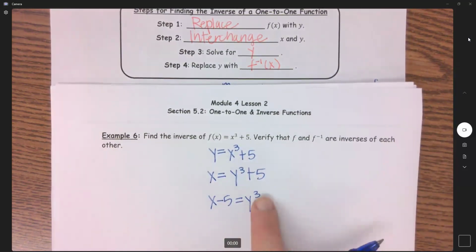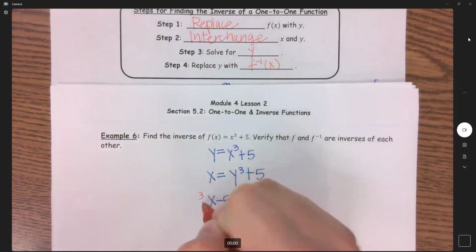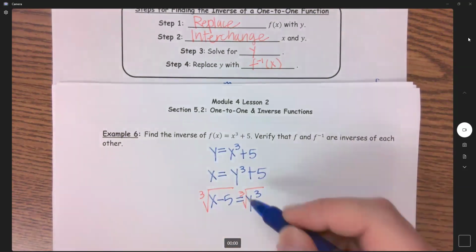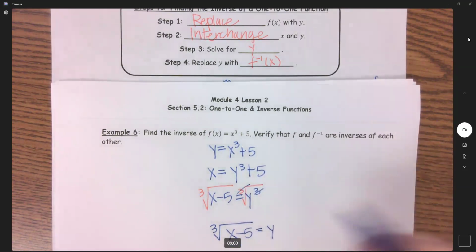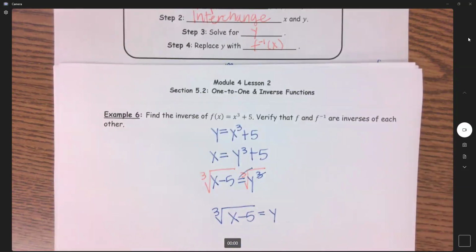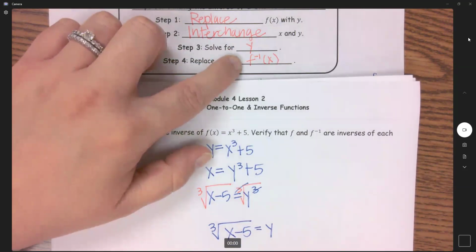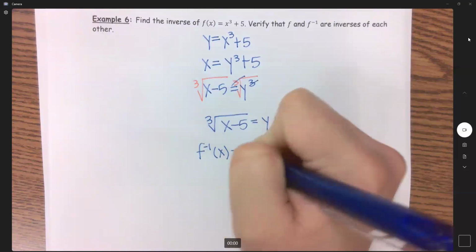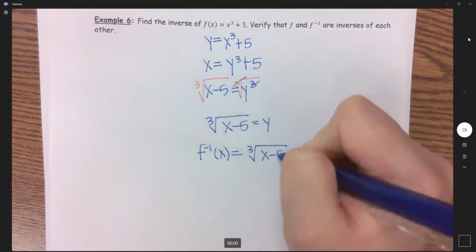Y is still not by itself. The opposite of y cubed is to take the cubic root. So those are going to cancel, and I am left with the cubic root of x minus 5 equals y. Do not stop there. That's not the last step. The last step is to replace y with your inverse function notation. So the inverse of x is the cubic root of x minus 5.